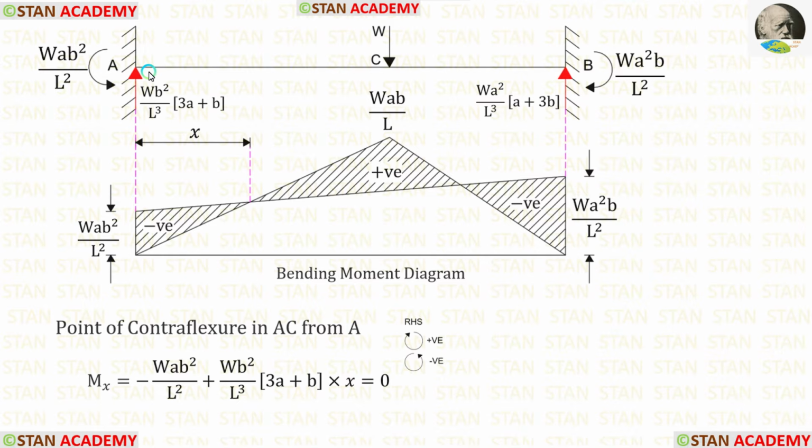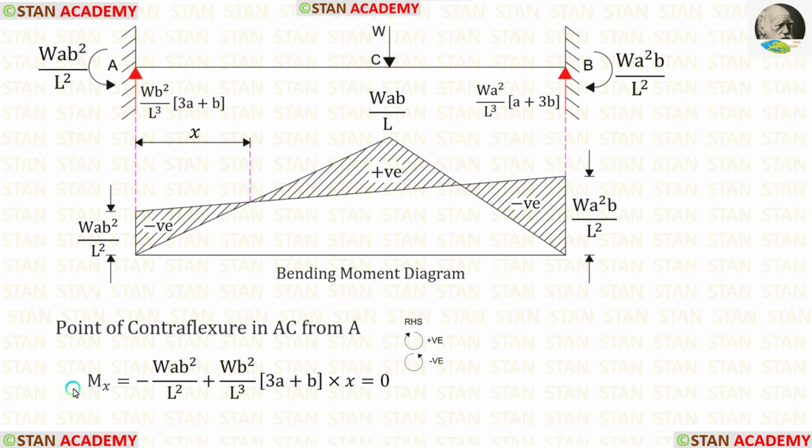Here there are 2 points. For AC there is 1 and for CB there is 1. In AC, let us make a section at the point of contraflexure at the distance of x from the point A. We know that at the distance of x, the moment will be 0. Using this condition, we can find out x.